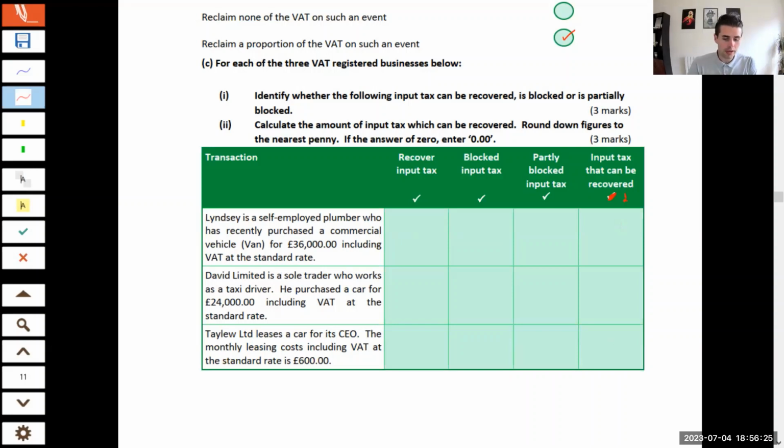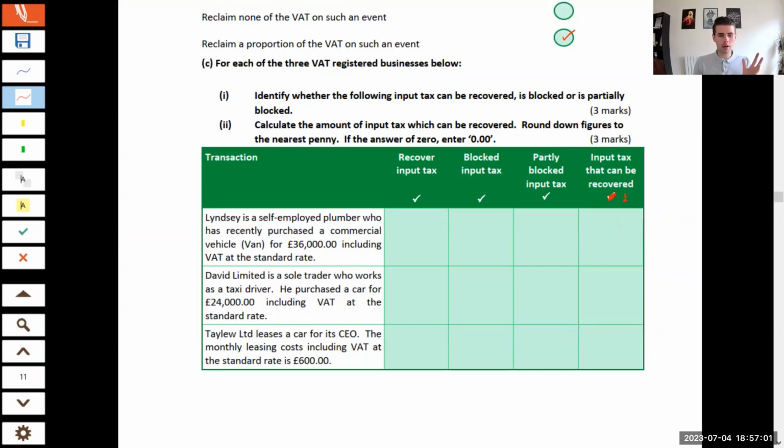Lindsay is a self-employed plumber who has recently purchased a commercial vehicle, a van, for £36,000, including VAT at the standard rate. What can she do? Can she recover it? Is it blocked? Is it partially blocked? Again, making sure you are comfortable with the little differences, but there's been a bit of a recurring theme as we've been going through this, and that's been around that reference material. Again, just go to the reference material. What can and can't be recovered?